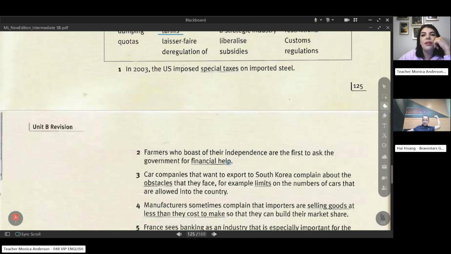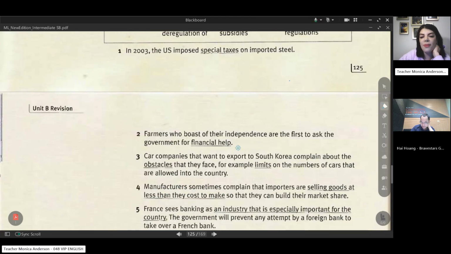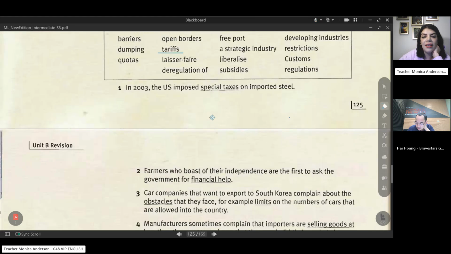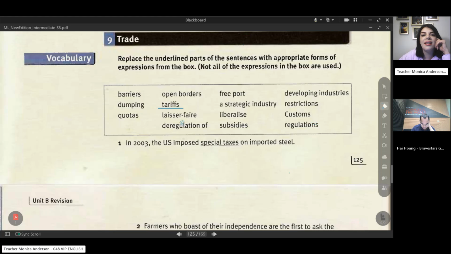And now, the next one is financial help. So farmers, subsidy, of course, very good. And number 3, obstacles and limits. That means quotas. Yeah, quotas means limits, of course, and obstacles, that is. Can you explain to me the obstacle? I think like difficulty, the synonym, problem, difficulty. Okay, so that is, look, we have it, the first one.